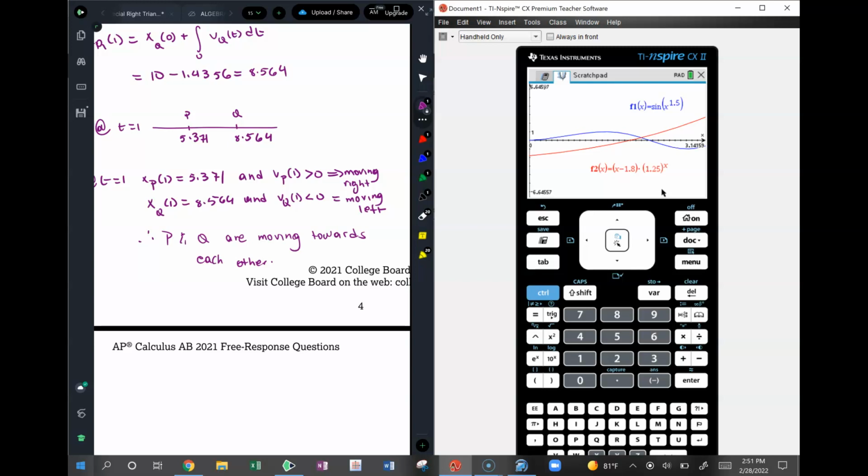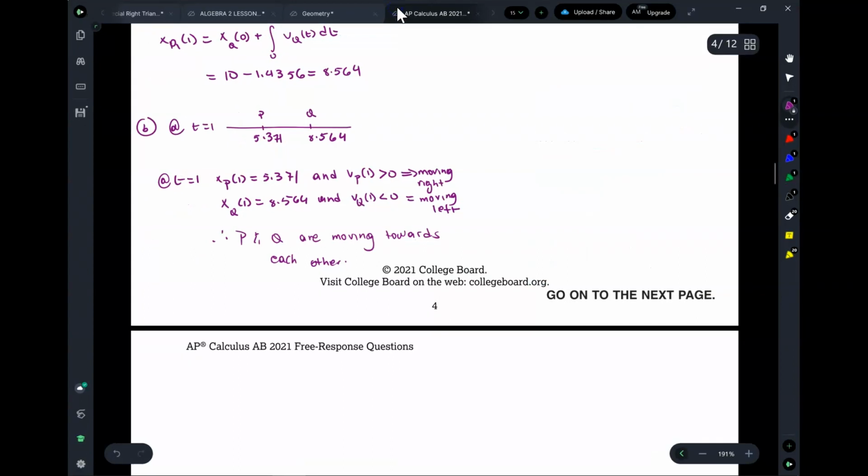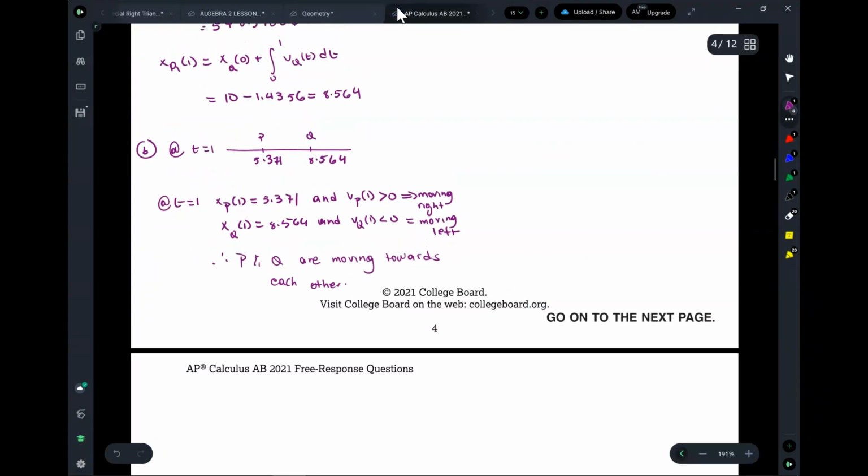Okay, part D. So if one is moving right and the other one is moving left, that's how you know? Not necessarily, because if this is moving left and this is moving like this, then they would not have been moving towards each other. But specifically, this one is moving to the right and this one is moving to the left. That's why they're moving towards each other. So it depends on their position and the direction in which they're moving. Okay, so part C.